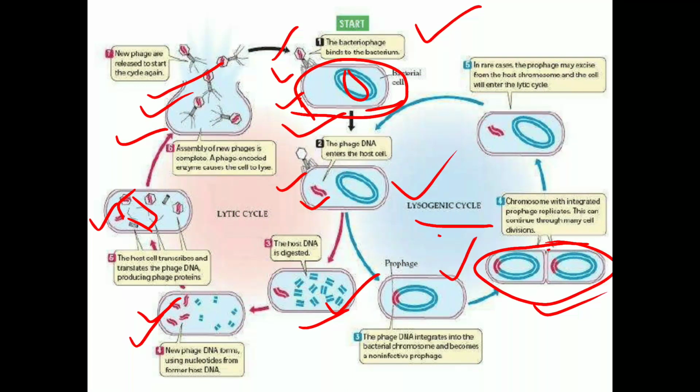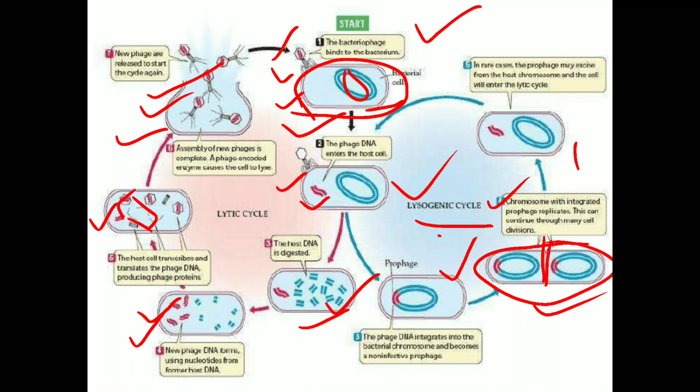There is a formation of a constriction between these two cells. Here, in the fourth point, the chromosome with integrated prophage replicates, that is, replication of that viral DNA and chromosome takes place by the formation of the constriction.